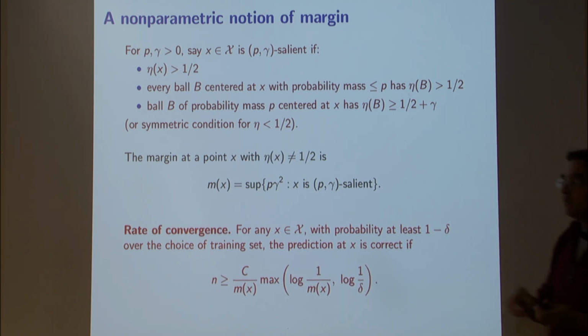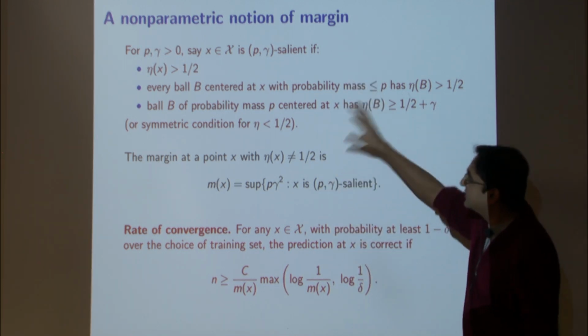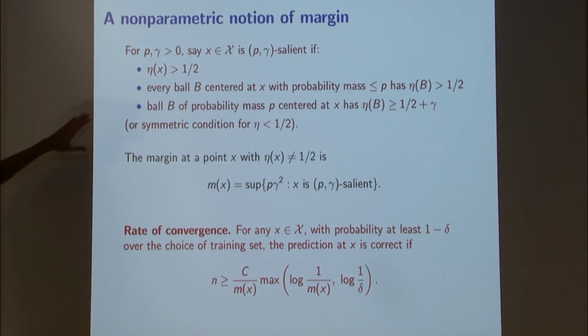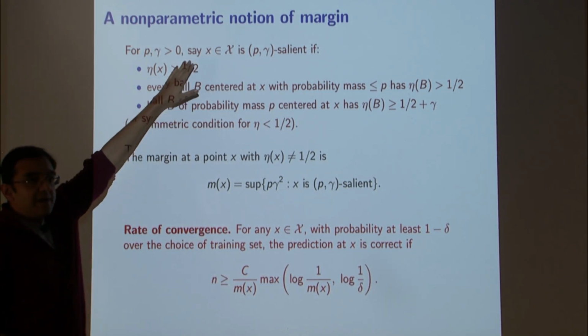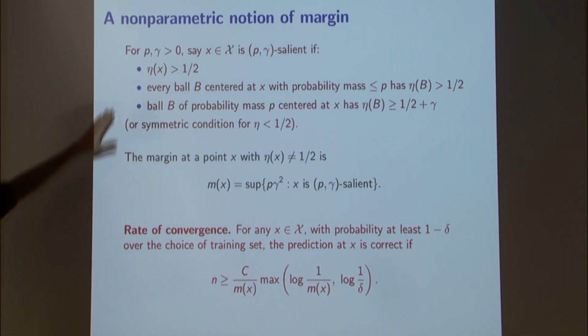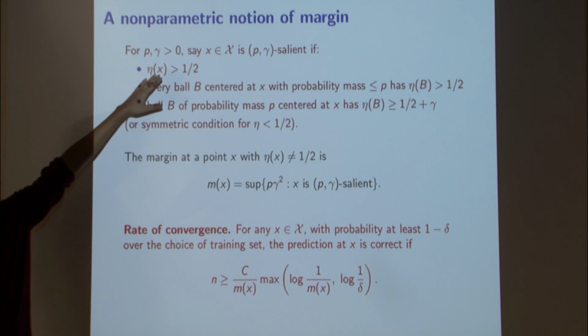Okay. So what is the margin? I'll just go through this definition over here. We'll look at a point, and we'll say that it's (p, gamma)-salient if the following properties hold. Let's say the point has a label, and let's say eta is greater than a half. The case less than a half is symmetric.